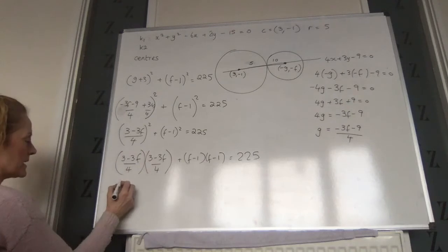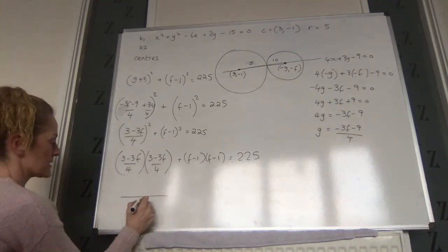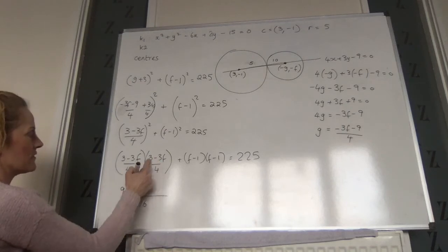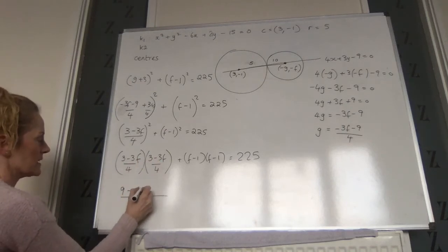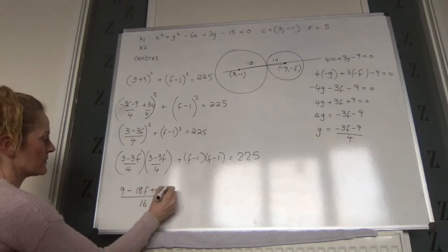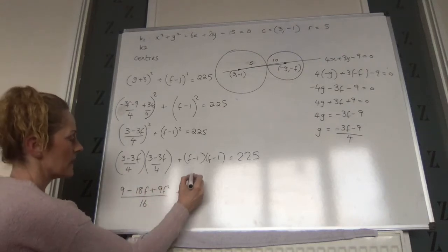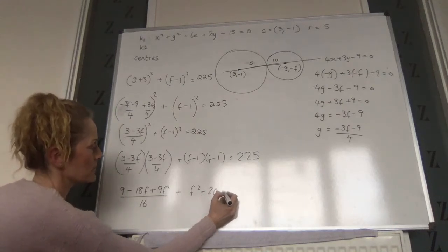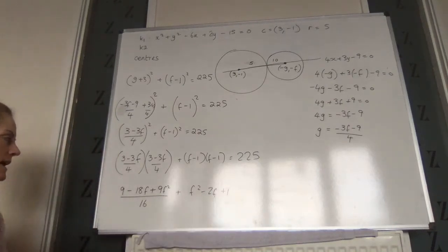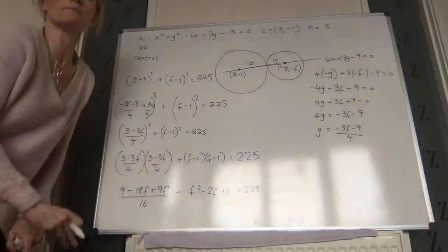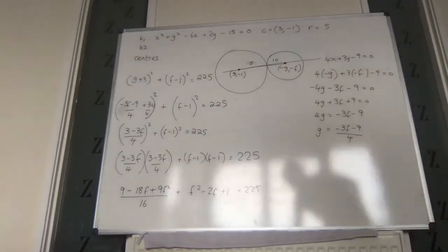And from that we're going to get it over 16. We get 9 minus 9f minus another 9f, so minus 18f. And a minus 3 by minus 3 becomes a plus 9f squared, plus f squared minus 2f plus 1 equals 225. Okay, so we're going to multiply by 16 to get rid of the fractions.